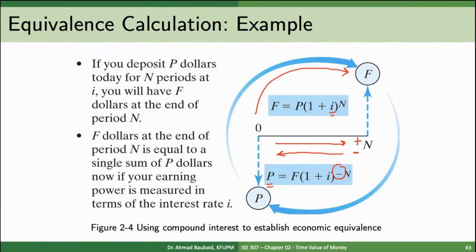And you can generalize this concept to when you have more payments, when you have arrows all over the place. It's kind of the same thing. You're moving money between different points in time, but the amount of money that you're moving, the value, is still the same. Why? Because you have interest.